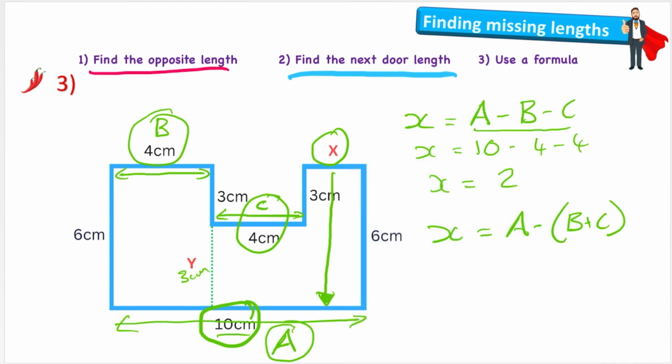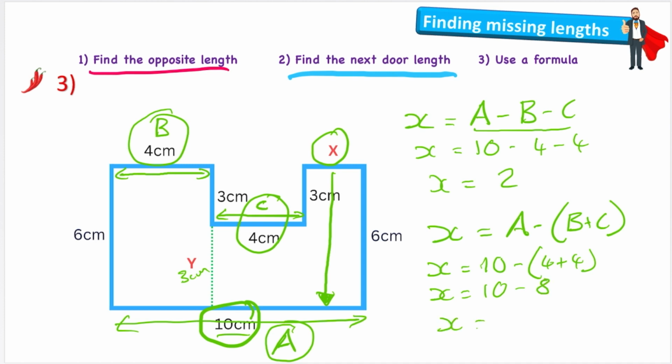So let's check it. So x equals a, which is 10, subtract b plus c, which is 4 plus 4. And now BODMAS tells me I've got to work out the brackets first. So x equals 10 minus (4 plus 4), which is 8.